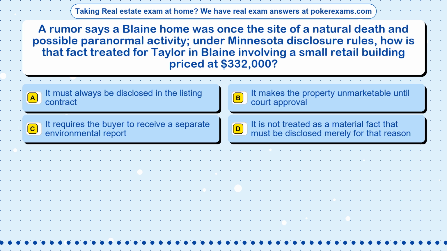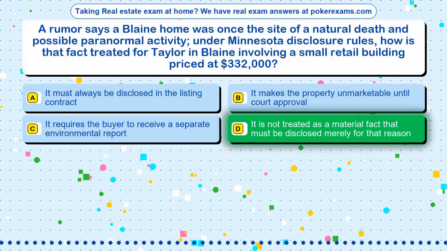Question 60. A rumor says a Blaine home was once the site of a natural death and possible paranormal activity. Under Minnesota disclosure rules, how is that fact treated for Taylor and Blaine involving a small retail building priced at $332,000? Option A. It must always be disclosed in the listing contract. Option B. It makes the property unmarketable until court approval. Option C. It requires the buyer to receive a separate environmental report. Option D. It is not treated as a material fact that must be disclosed merely for that reason.